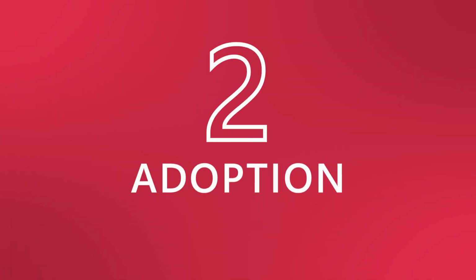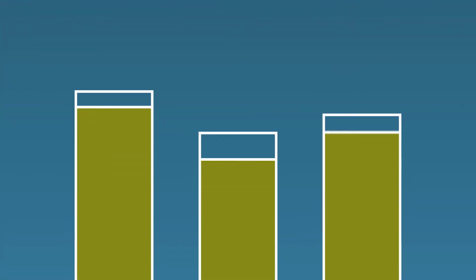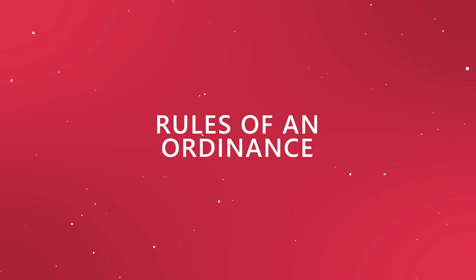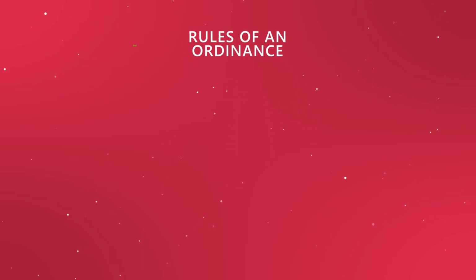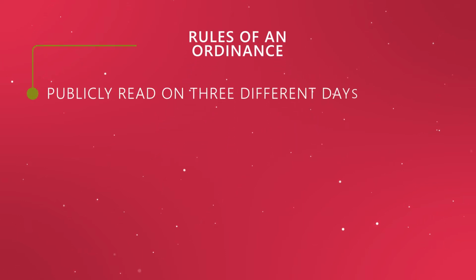The next step is adoption. The budget is approved when the governing body passes the budget ordinance. Once approved, the expenditures become legally binding appropriations, and the actual expenditures must not exceed the amounts budgeted for each category. The rules of an ordinance are as follows. Every ordinance shall be publicly read on 3 different days.